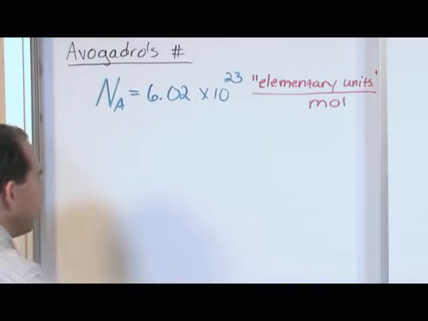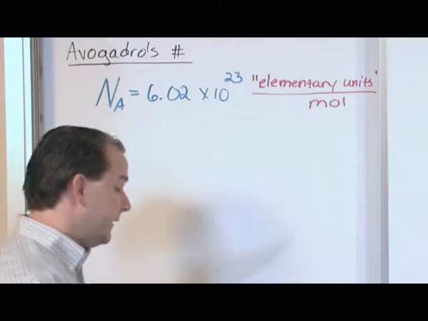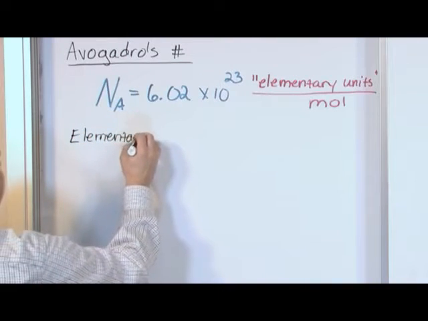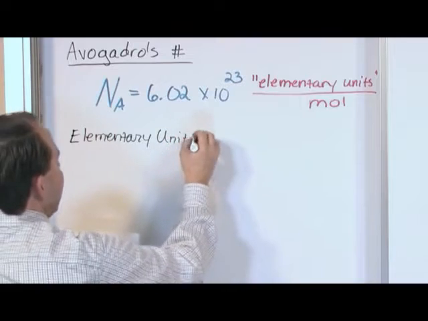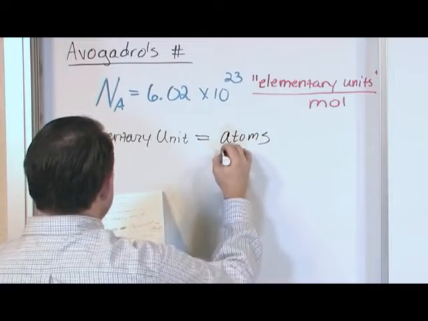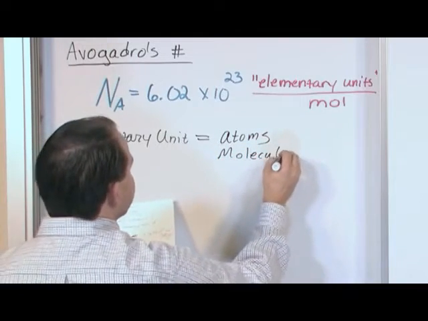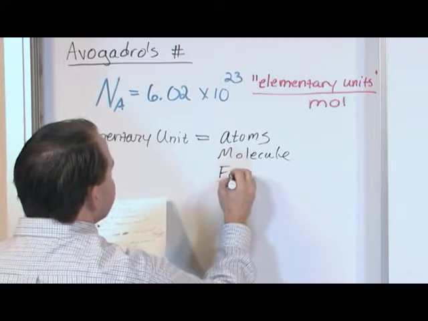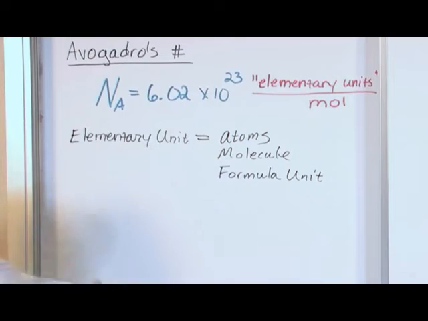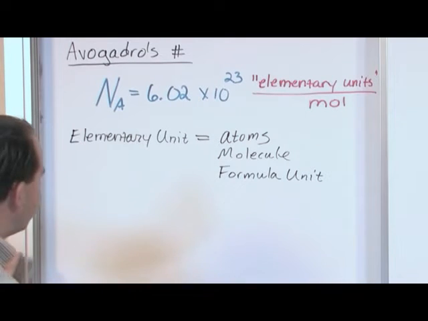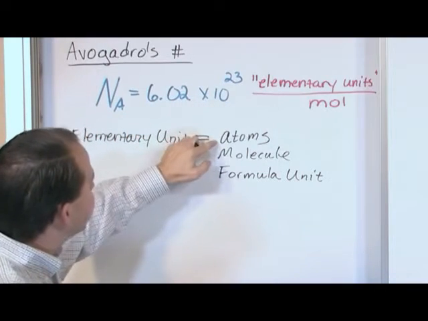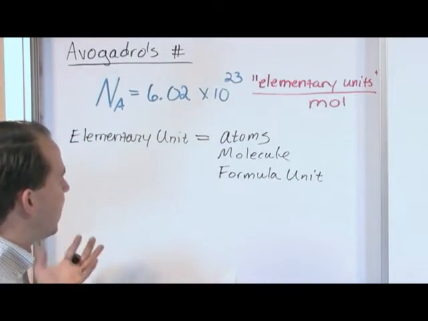Now let's talk about this elementary unit thing. The bottom line is an elementary unit can be lots of things. It can be an atom. It can be a molecule. If it's an ionic compound, it could be a formula unit. So if you're talking about atoms of, let's say, lithium, then when you have a mole of it, you'll have 6.02 times 10 to the 23rd atoms of lithium. That's what you mean when you're talking about atoms of lithium.